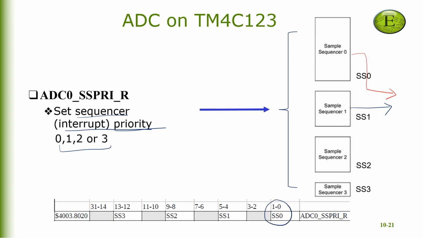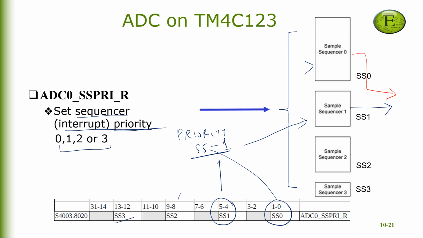So bits number 0 and 1 of the ADC SSPRI register represent the priority of sample sequencer number 0, which is this guy. Bits number 4 and 5 represent the priority of sample sequencer number 1. The priority of sample sequencer number 2 is determined by bits 8 and 9, and that of sample sequencer number 3 is determined by bits 12 and 13.